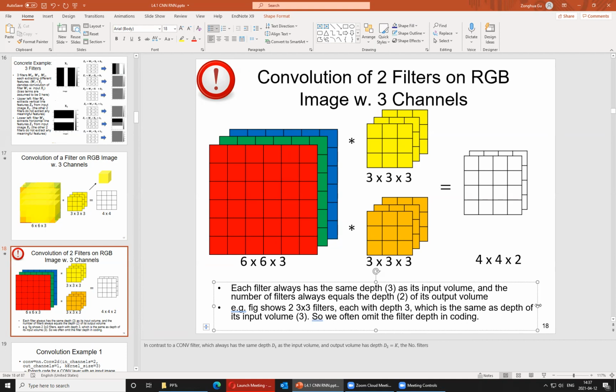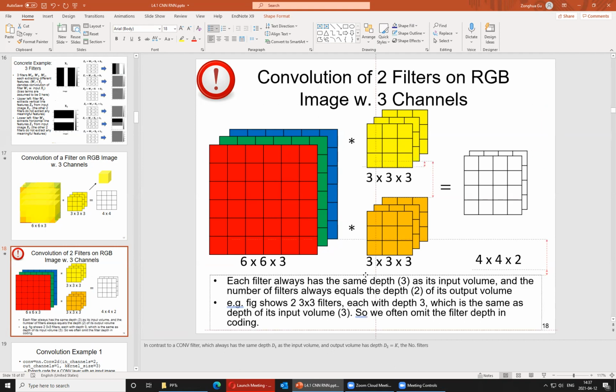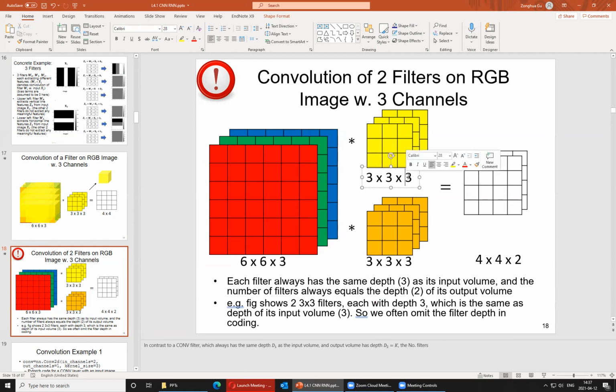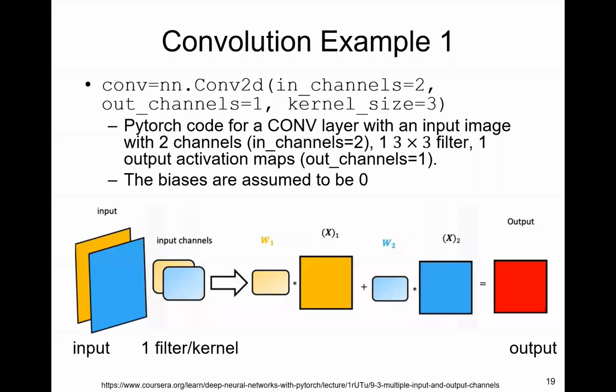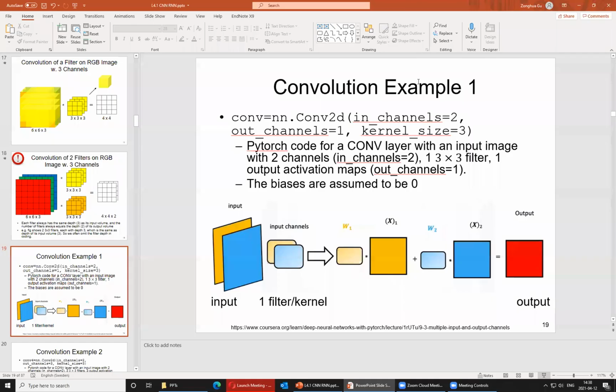So we often omit the filter depth in coding because it's determined by the input volume depth. If this is 3, the filter always has a depth of 3. So when PyTorch says kernel size is 3, it means 3 by 3 spatially. And the input is actually 3 by 3 by 2 in this case, because the input channels is 2, but we don't show it because it's implicit. Okay, yeah, that makes sense. So 1 3 by 3 filter, yeah.